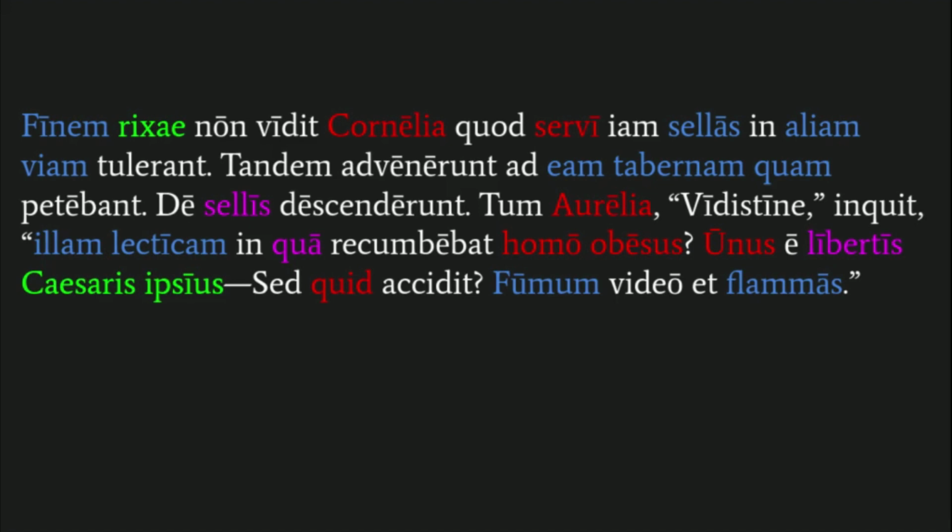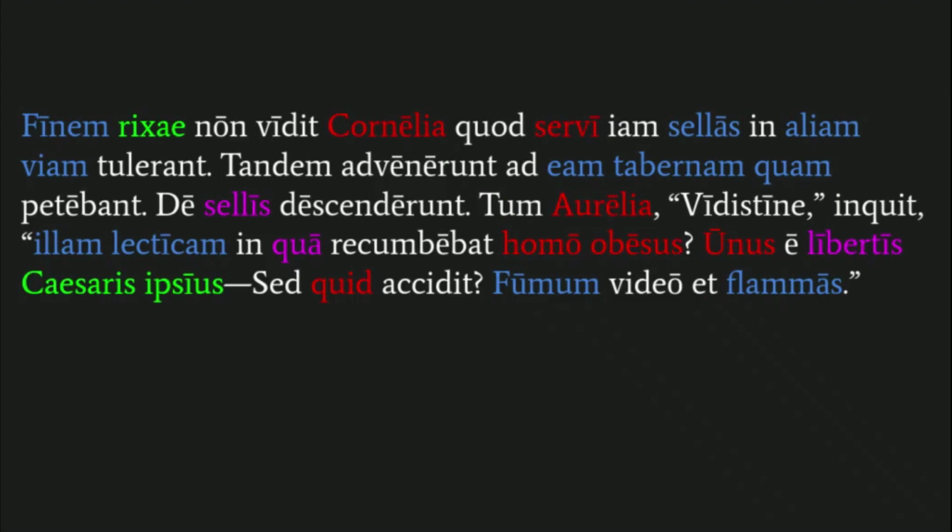And she says, "Sed quid accidit? Fumum video et flammas." So she starts by saying, unus e libertis, one of the slaves, right? And libertis, sorry, not slaves, the freedmen, meaning a slave who's been set free. So she's saying he's one of the freedmen of Caesar himself. Caesaris ipsius is genitive. So she's describing the man by saying he's one of the freedmen of Caesar himself.